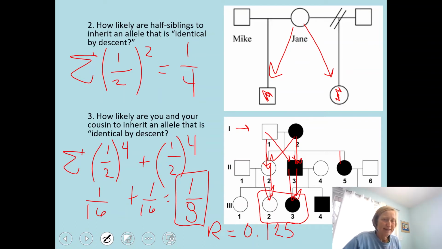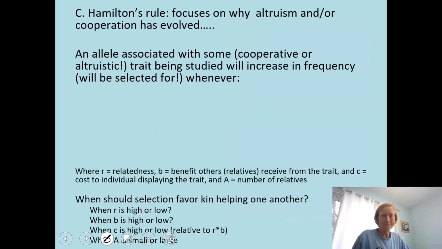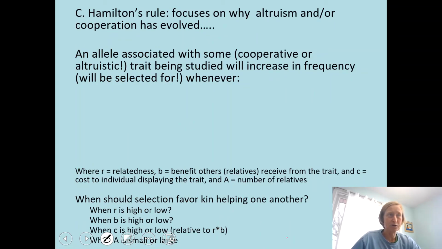This coefficient of relatedness is important when we start thinking about kin selection. Okay? So in the next video, we'll talk about kin selection, but remembering how to understand relatedness is super useful.